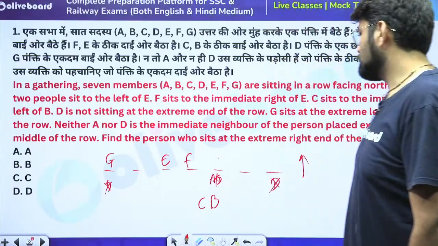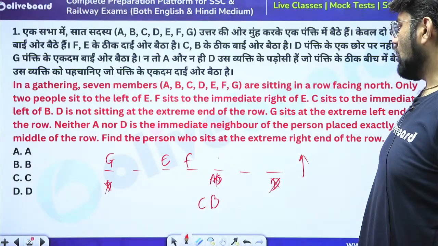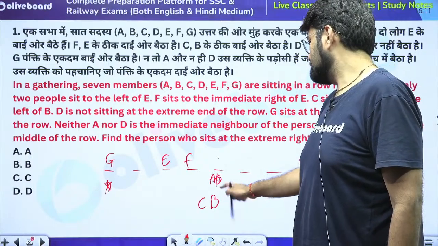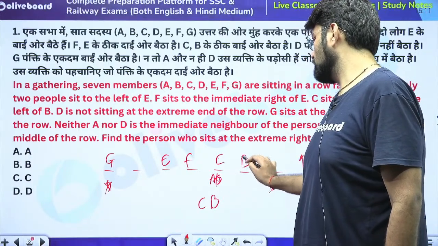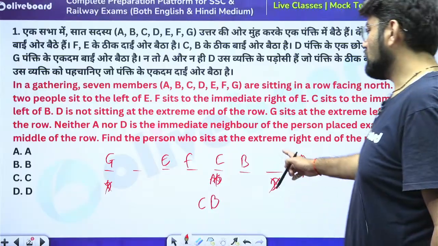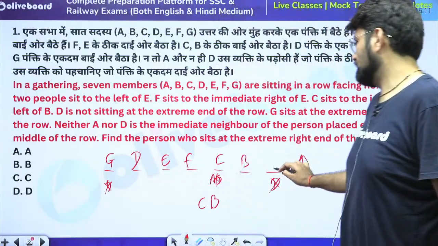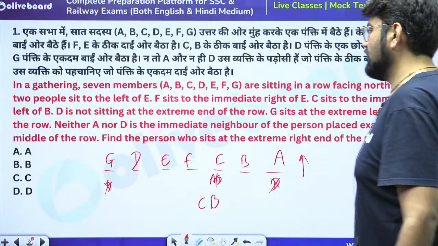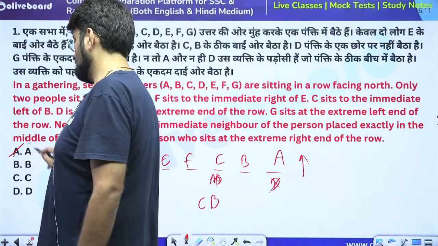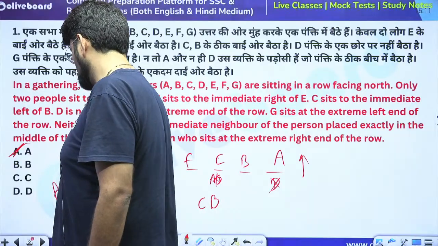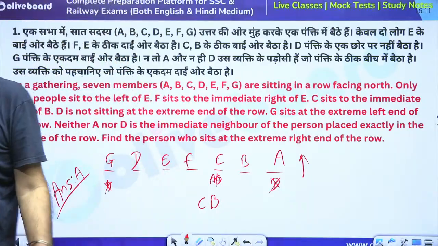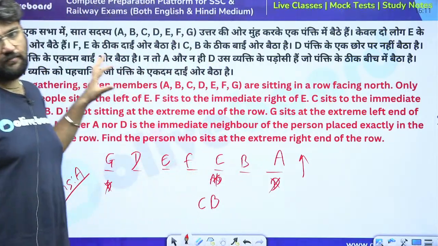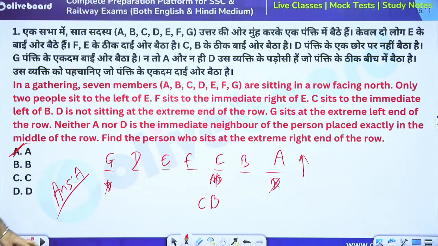Now how many people are left to be seated? A, D, C and B, right? And C and B are sitting together. That means C and B have to sit here. There is no other option for them. Now D is not sitting here, so D has to sit here and A has to sit here. That's the only option. So find the person who sits at the extreme right end of the row. It has to be option A. Now again, try to understand what I am doing here. The objective is that basic simple level questions have been asked in reasoning, so let's practice that, right? Next.